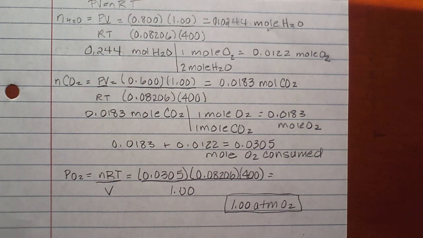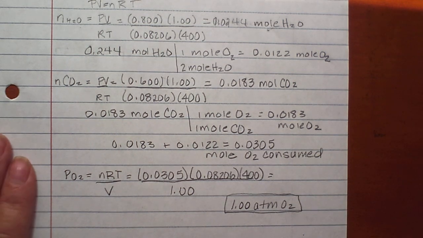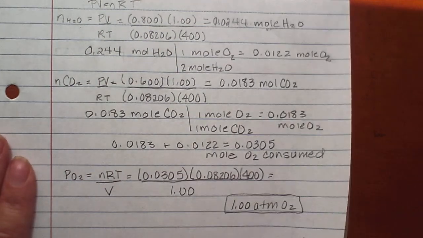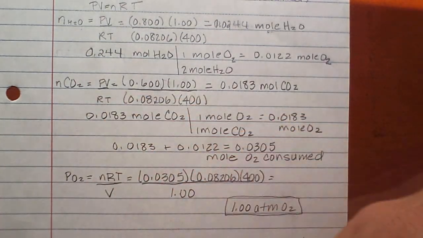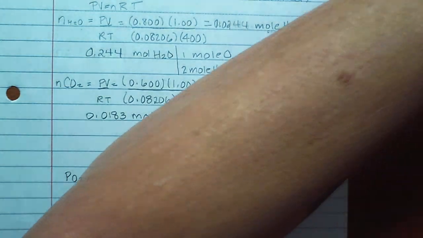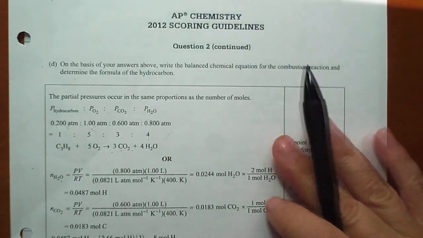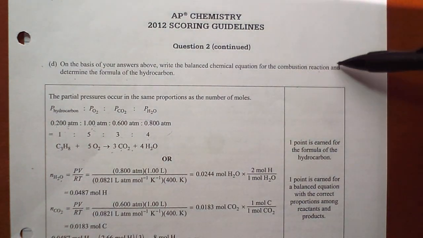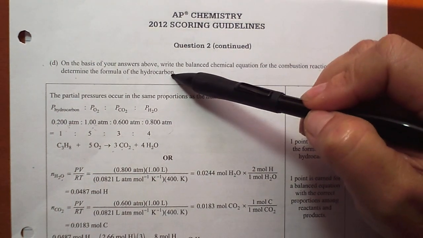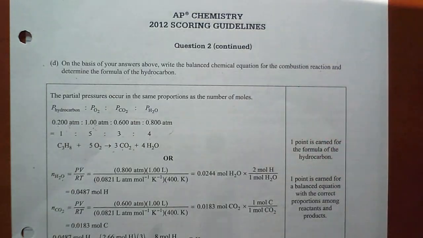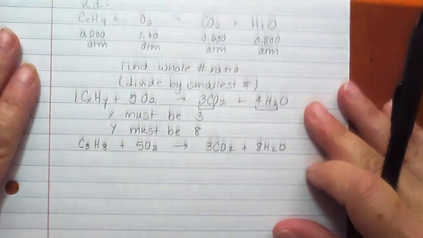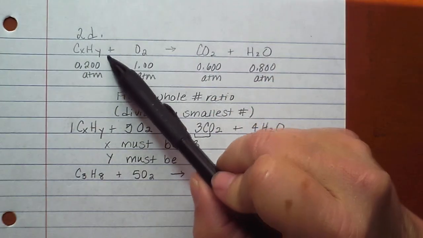All right, now we're going to look at the next problem. The next problem wants us to find the coefficients for that equation. Okay, on the basis of your answers above, write the balanced equation for the combustion reaction and determine the formula of the hydrocarbon. So, okay. So here's our formula.